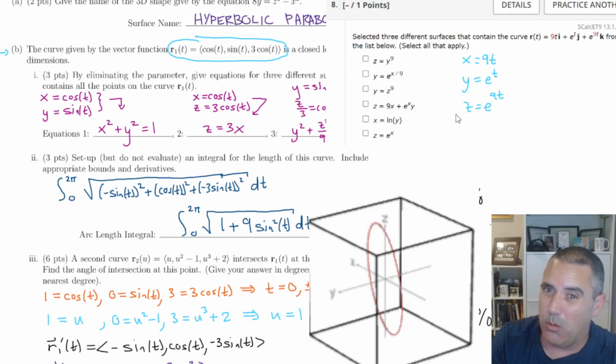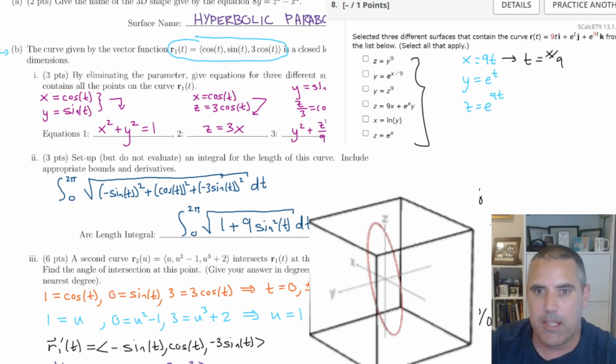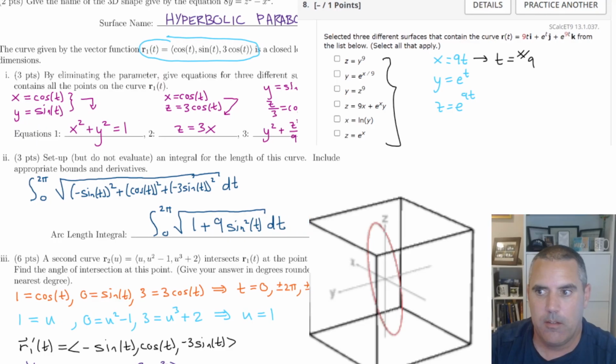So when you did this homework, my question is, how did you do it? And this homework was about this exact topic, which was eliminate the parameter. So we solve for t, x over 9. And what I'm trying to do here is just make the homework mean more to everybody.